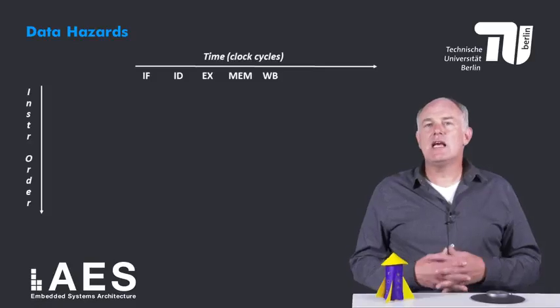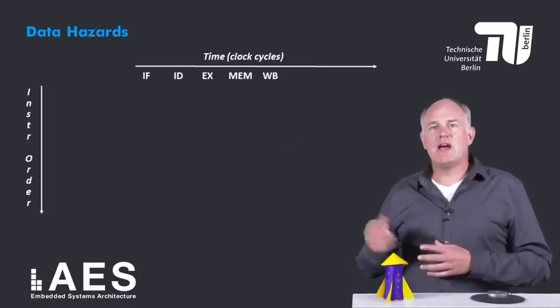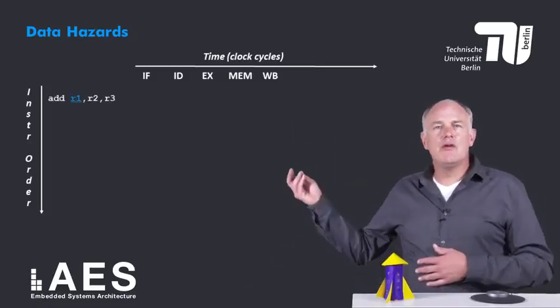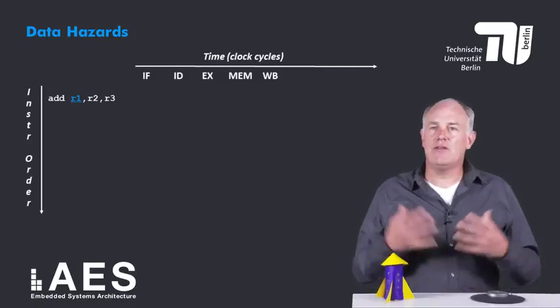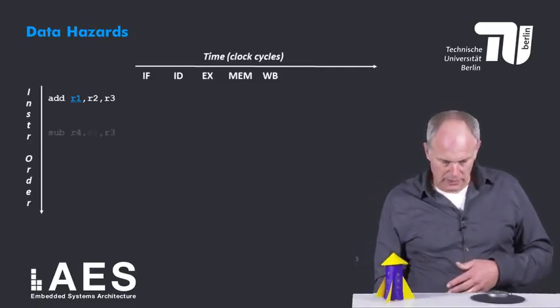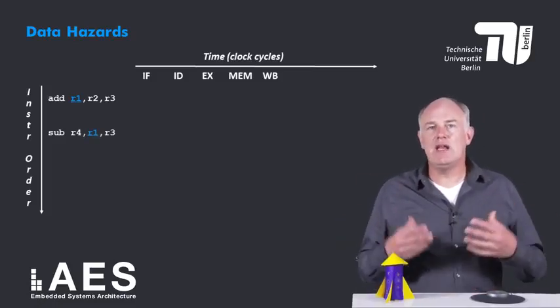To illustrate this, let's again draw a pipelining diagram. And as usual, time goes from left to right and instructions go from top to bottom. The first instruction to execute is this add instruction that writes to register R1. The second instruction is a subtract operation that reads from R1.